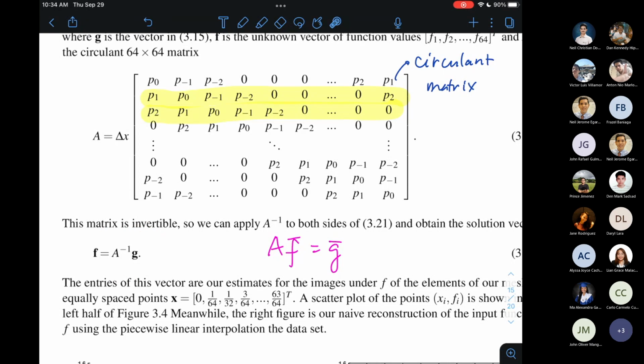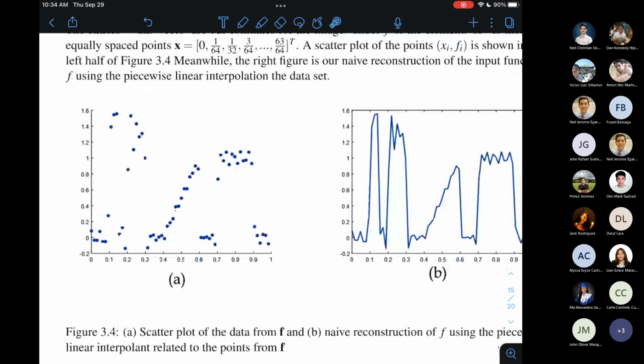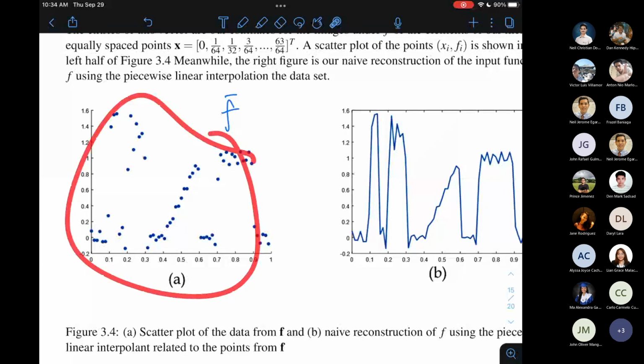Okay. So, pag ginawa natin yan, pinagawa natin kay Matlab, ito yung makukuha kong reconstruction. Ito yung makukuha kong F-bar. Okay. So, ito yung F-bar o ito yung vector ng mga function values ni F na nakuha ko by computing A inverse of G-bar. Okay. So, pinlot ko siya. Ito yung naging itsura.